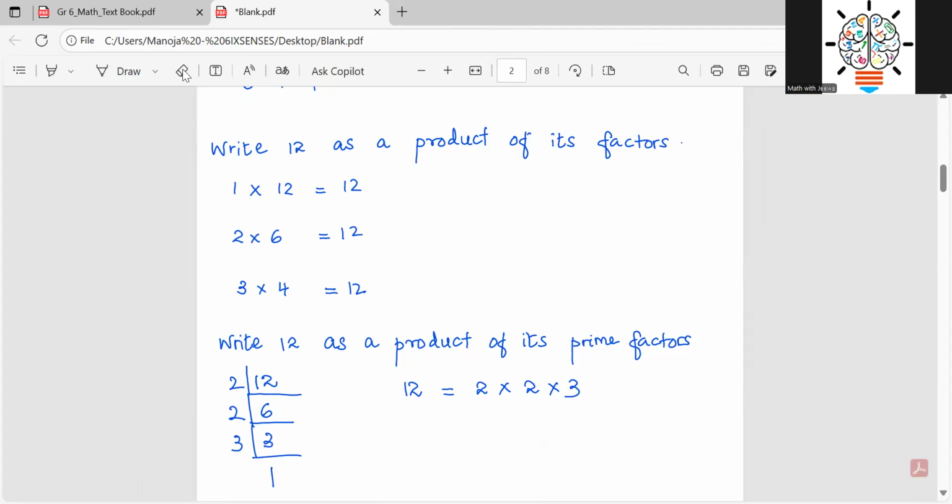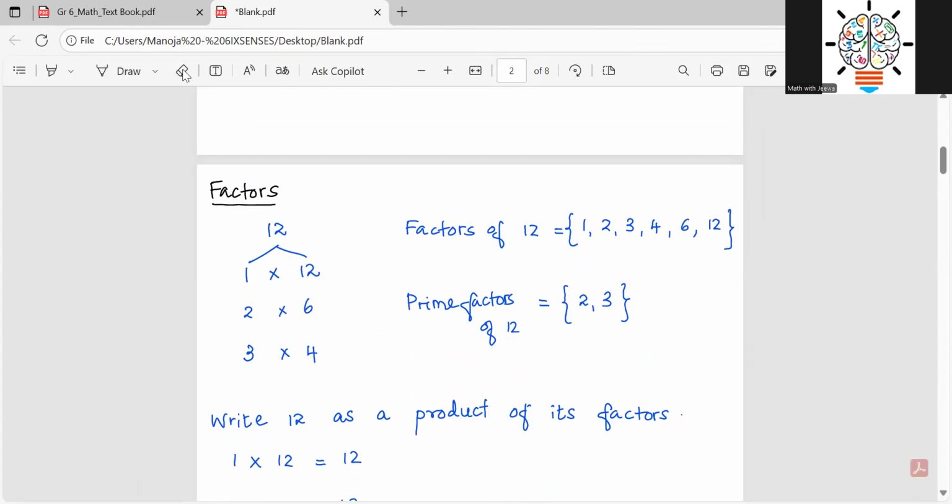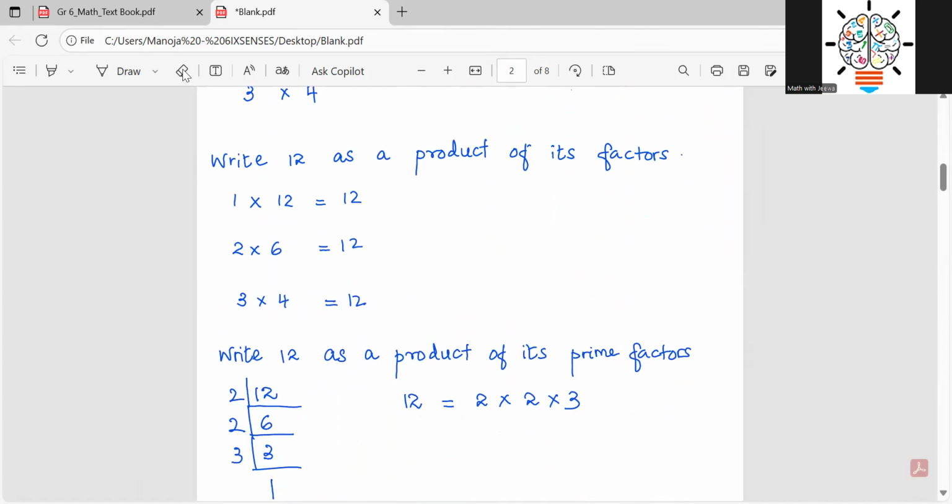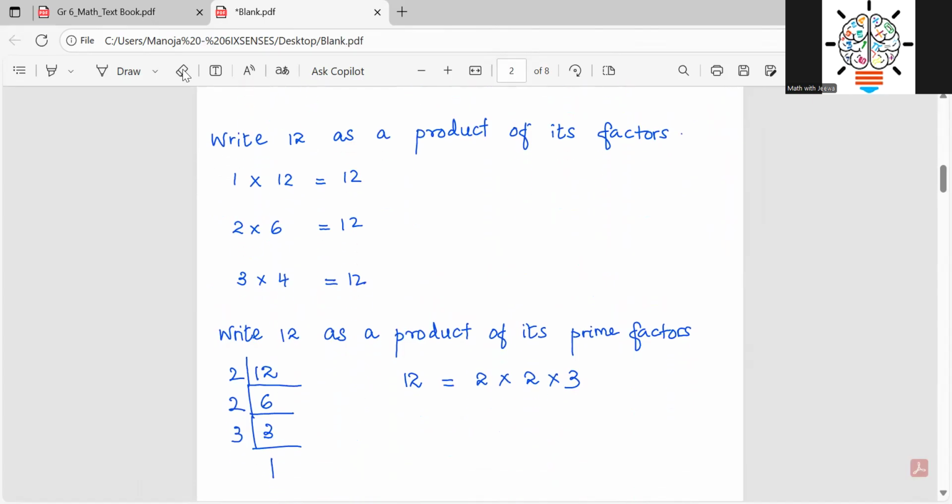But for me, this method is easier, right? So first you list down what the factors of 12 are. Then you write the prime factors of 12. Then we write 12 as a product of its factors. And we write 12 as a product of its prime factors, right? That is how we write.